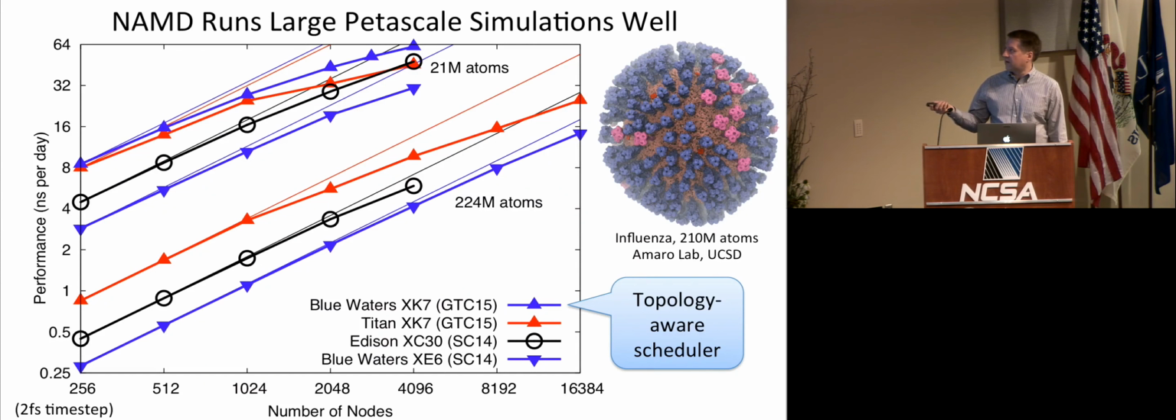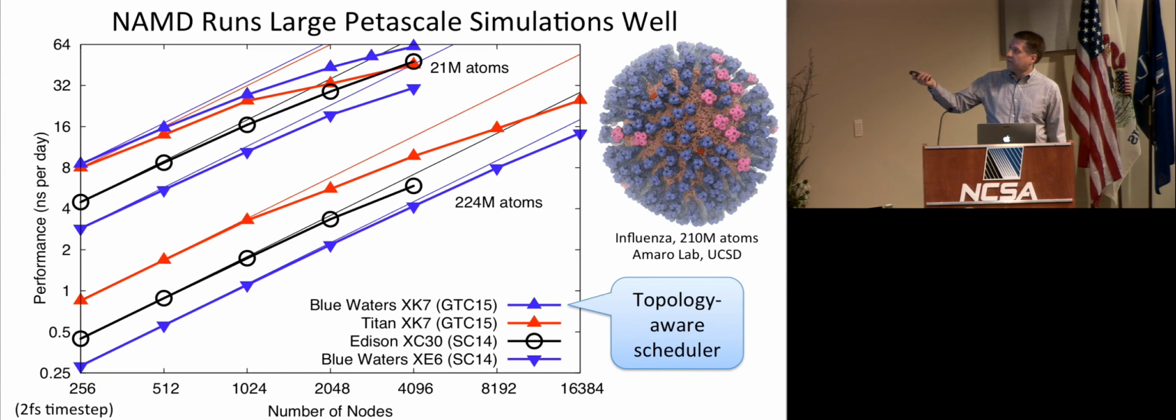This is from SC14, but we can see scaling the benefit that we get from the GPUs on Titan, about a factor of 3 over Blue Waters, which is replacing the GPU with a second CPU, and then a newer CPU class machine, the Edison Cray XC30.